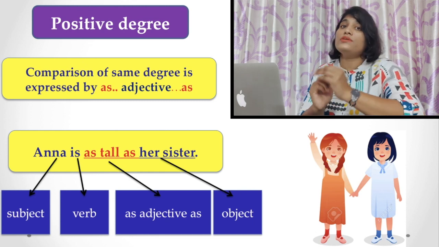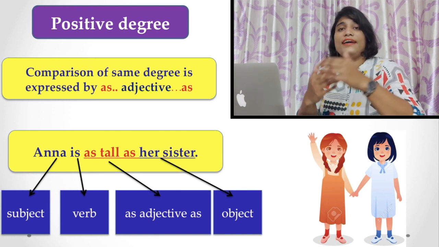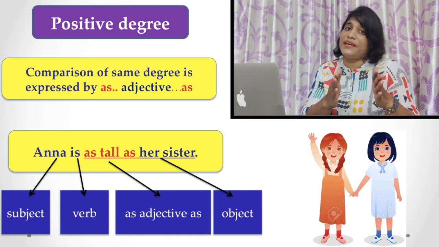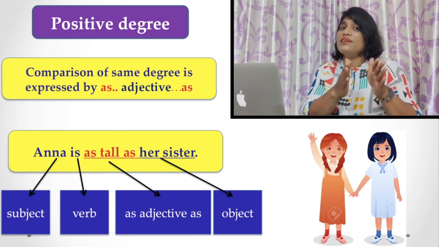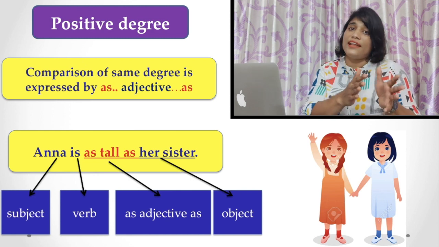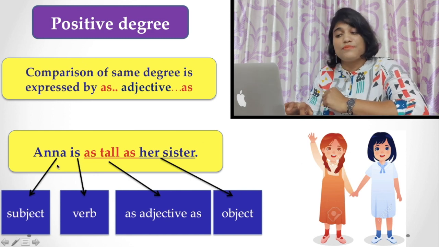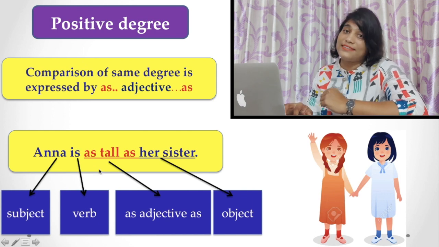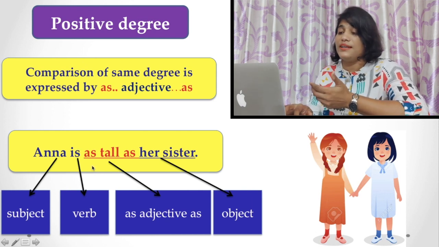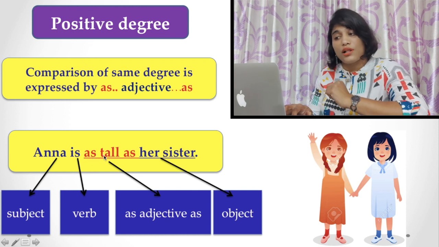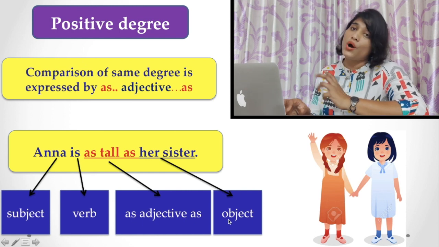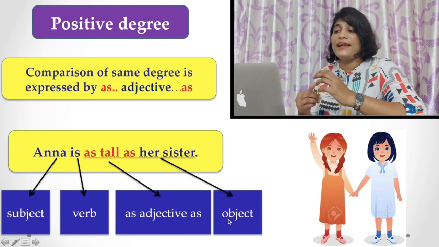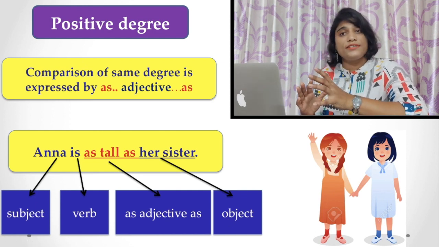While you are talking about the positive degree, you may find there is no comparison. The comparison is based on equality. If there is something, they are equal in their size or length or anything. Here you find Anna is the subject, is the verb, and the structure is that while using positive degree, you have to use as tall, the adjective, as her sister. Here I write the structure as: as, adjective, as, and the object. So I hope you understand the structure of the positive degree.